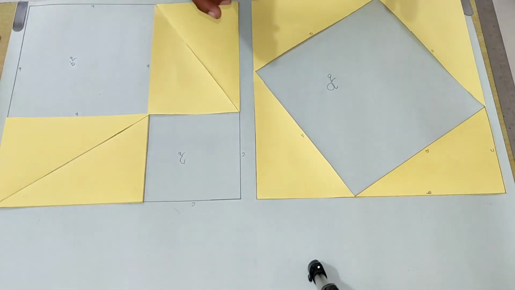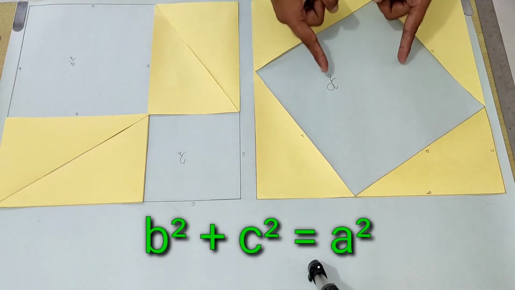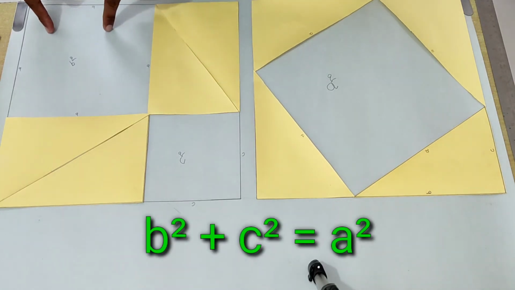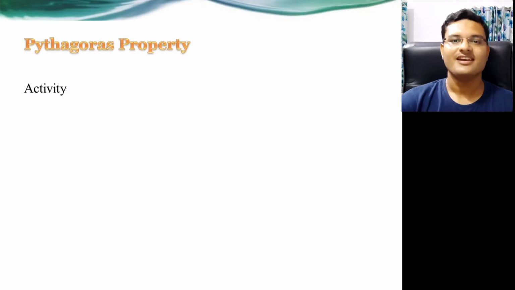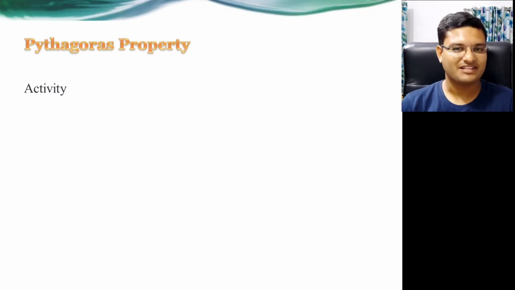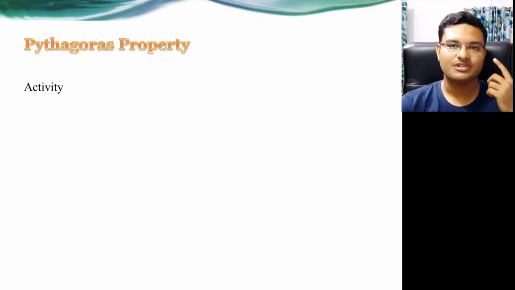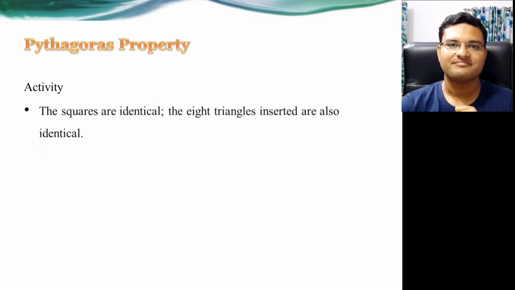So what are we getting from this? A square equals B square plus C square. Okay, so we have done the activity successfully. Now let's get back to the Pythagoras property.